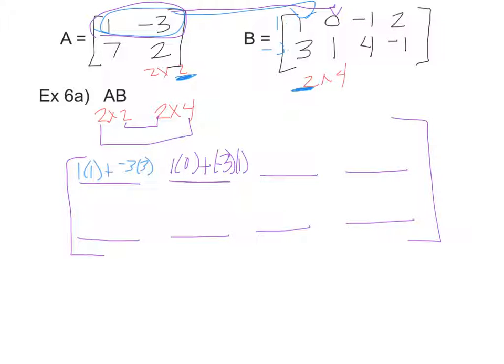So the same thing is going to hold true here for my third one, where I'm going to take this 1, negative 3, and distribute it over here to my third column. So I get 1 times negative 1 plus a negative 3 times 4. And last but certainly not least is our very last one here. So I'm going to take my top row and multiply it by my last column. And I get 1 times 2 plus negative 3 times negative 1.